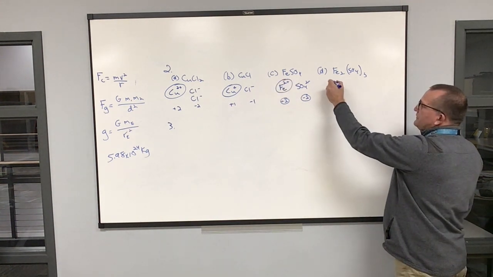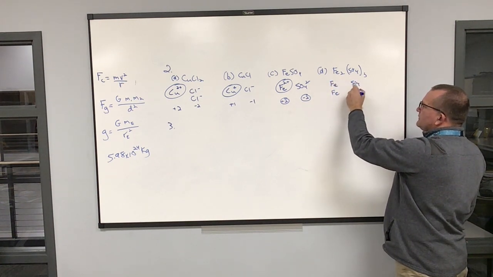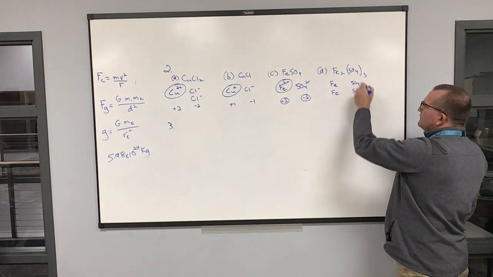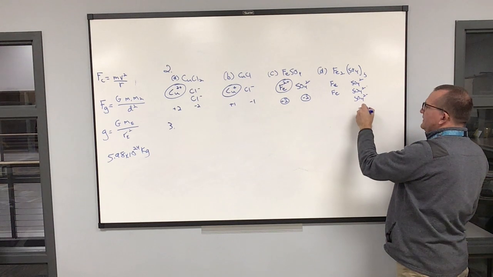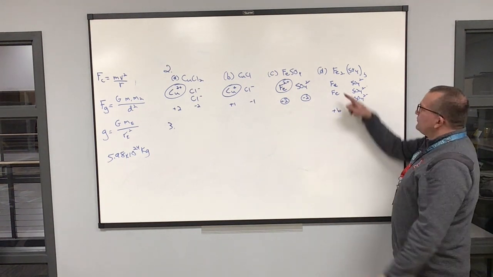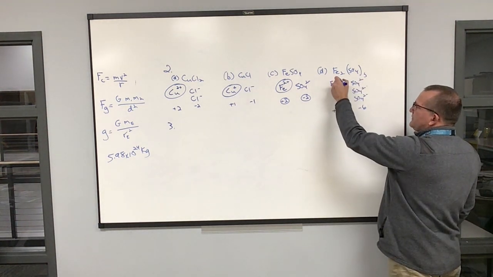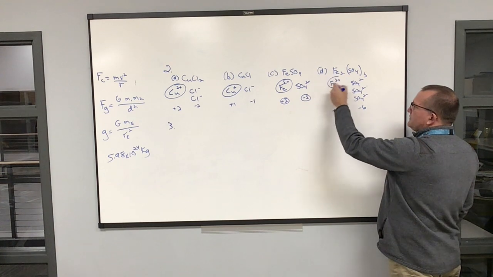Here I have 2 Fe's and 3 sulfates, okay? Each sulfate is -2 for a total of -6, which means my Fe's are +6. But there's 2 Fe's where I split this 6 up, so each Fe is +3.